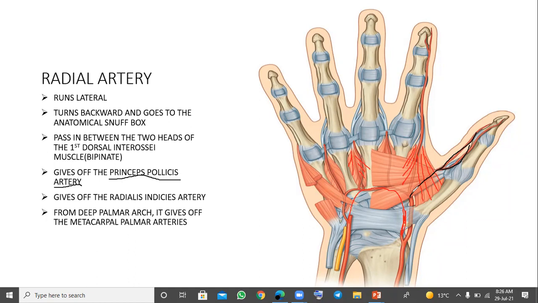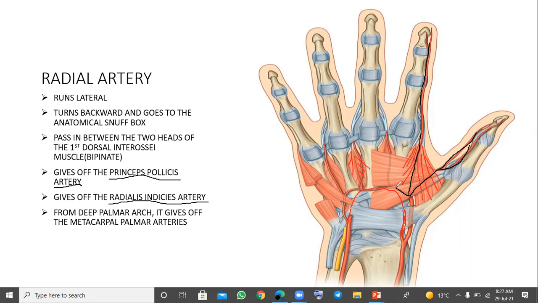Then the radial artery is going to give off a second branch, this branch here, that is going to go to the index finger, on the lateral aspect of the index finger. So this branch is known as the radialis indicis artery. Okay. Then after giving off these two branches, the radial artery is going to continue as the deep palmar arch.